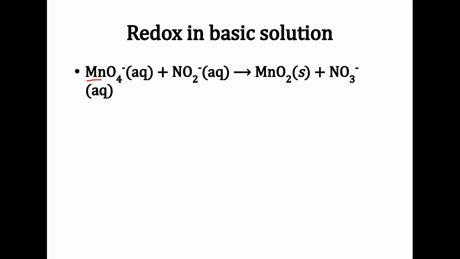So here we have manganese. So we'll have MnO4 minus going on to form MnO2. And then our other half reaction, we will have NO2 minus going on to form NO3 minus.